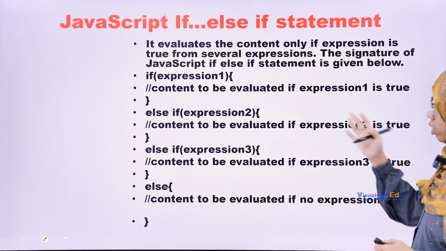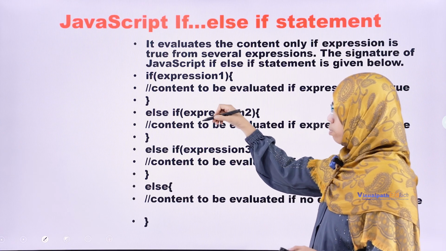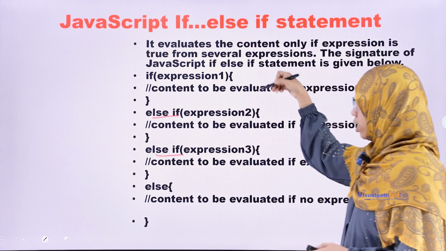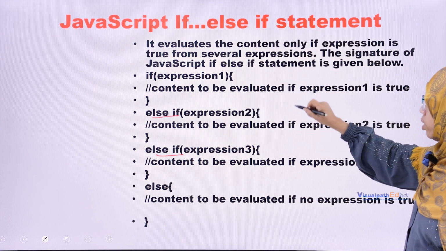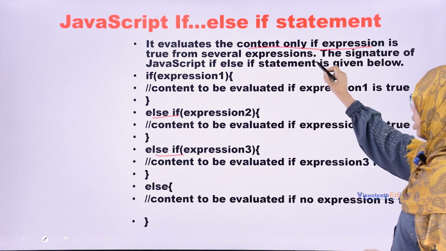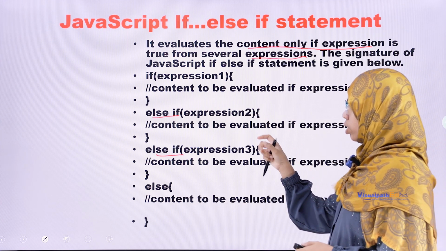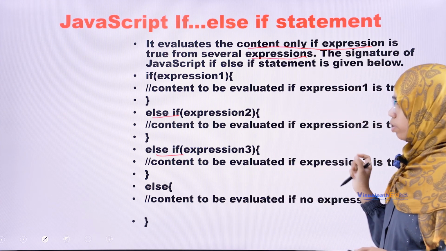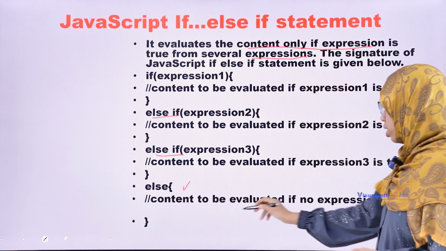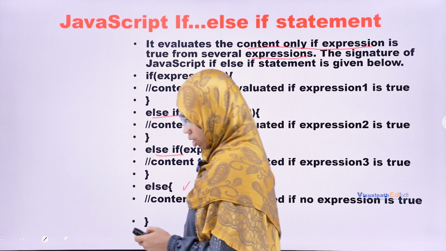Now looking into if else if: if you have a set of conditional statements all together one after the other, at that time we will be using the else if part. Many conditions will be tested one after the other. The content is evaluated only if the expression is true from several expressions. From these several conditional statements, we will execute only the statement where it is true. If none of the expressions are true, it will go to the final else part and evaluate the given set of expressions there.